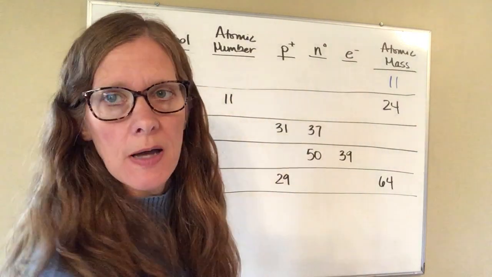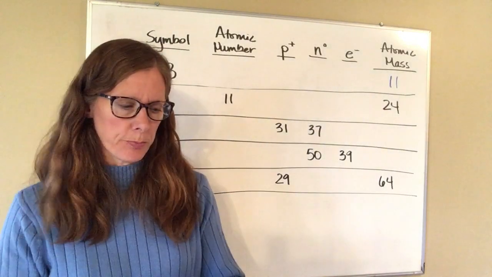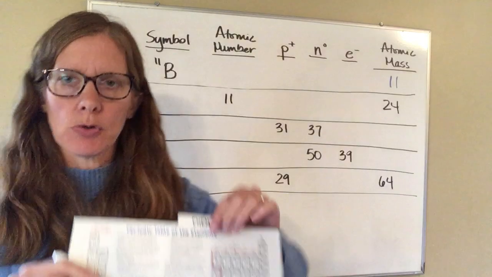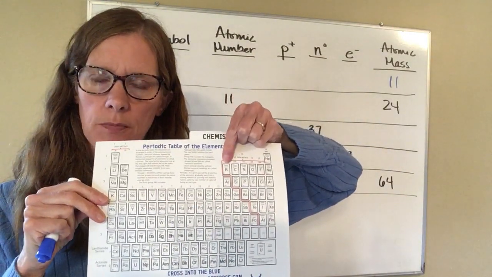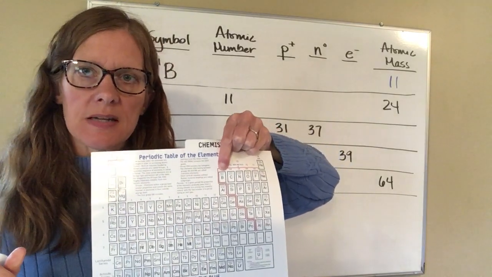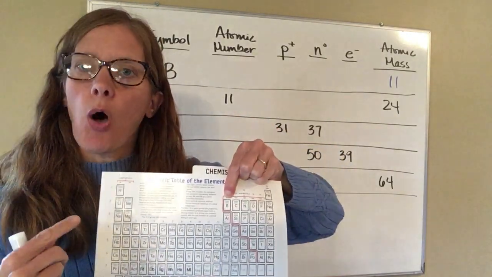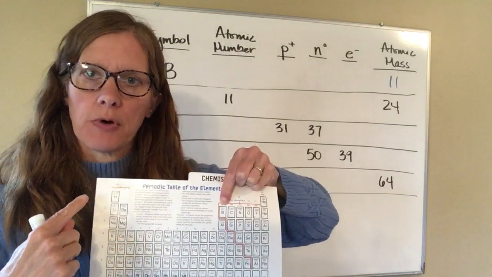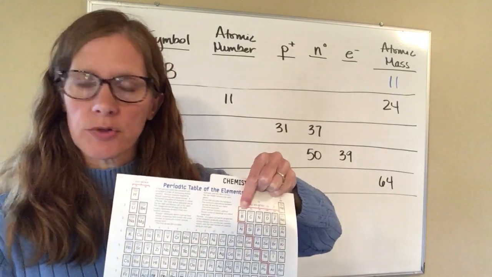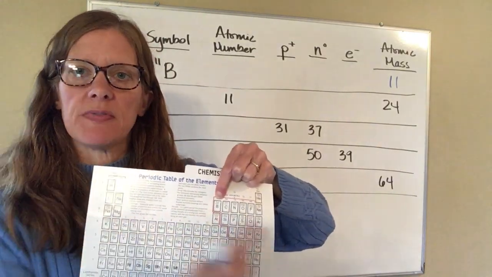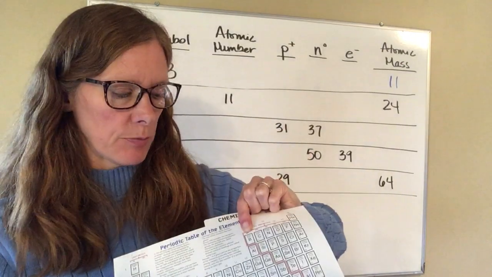Well, that's where the periodic table comes in. You need to find the symbol for boron, and if you look at your periodic table, you will find that it happens right here. There's a B. The atomic number, which we talked about before, is the whole number. They go from 1, 2, 3, 4, 5, 6, 7, 8, 9. They're not decimal numbers, just whole numbers, and they gradually increase as you go from left to right and as you go down the table.